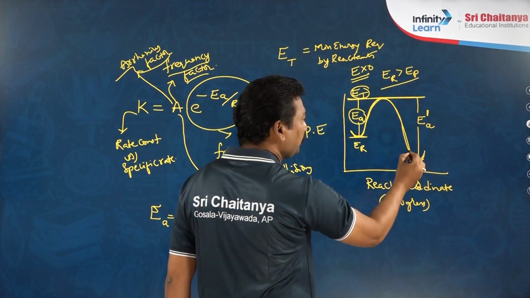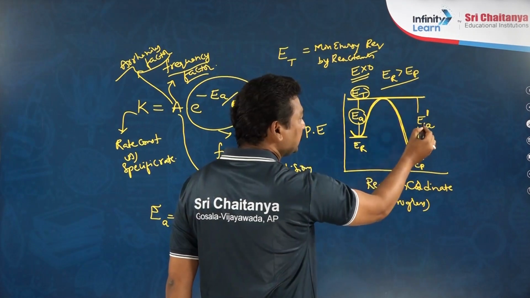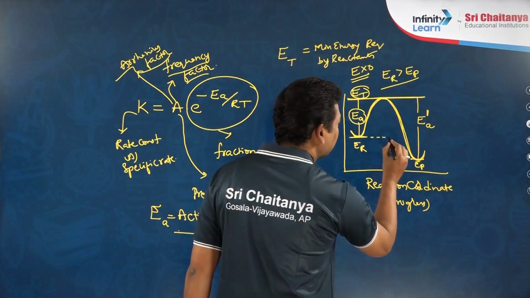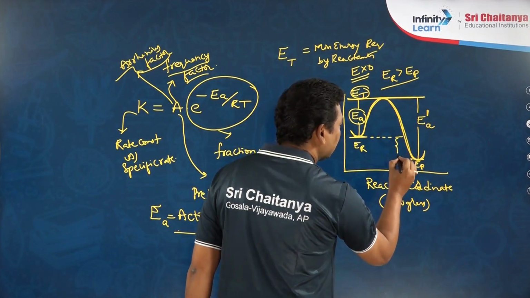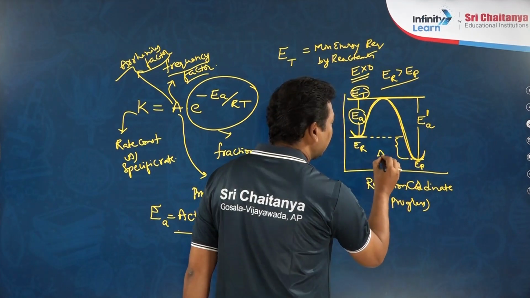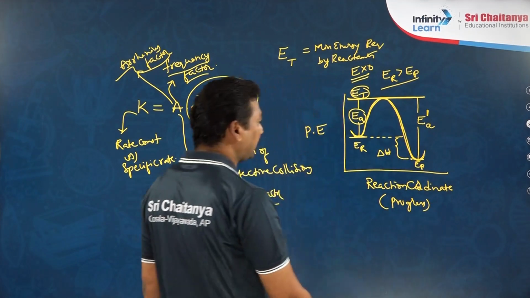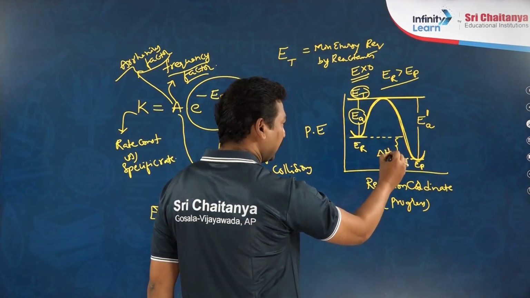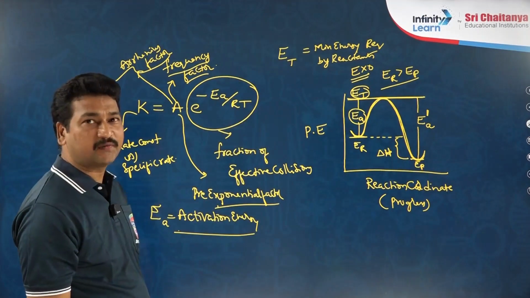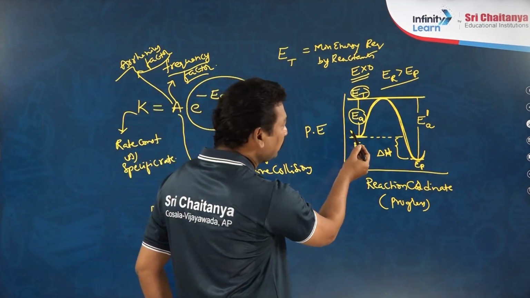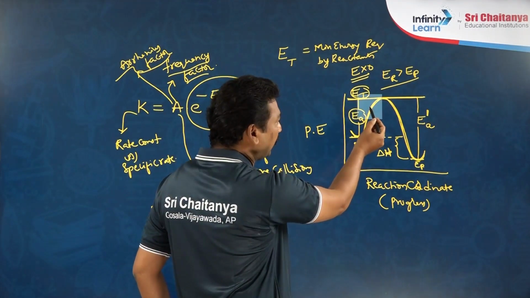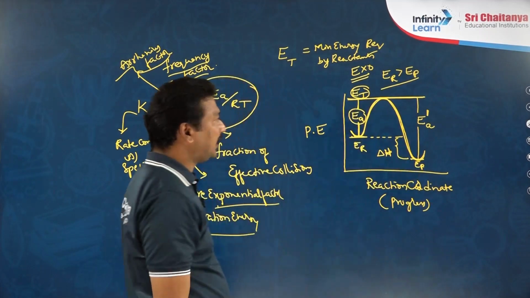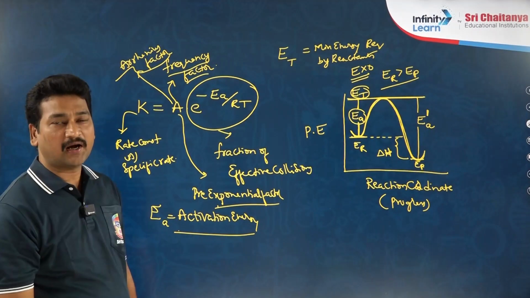Coming to the backward direction, this is the activation energy of the backward direction. And the energy difference, the activation energy difference between these two, is known as delta H of the reaction, the enthalpy of the reaction, the heat of the reaction. This is delta H, the enthalpy of the reaction. Okay. So what is the activation energy? It is the minimum additional energy required to attain the threshold energy. So that is nothing but activation energy.